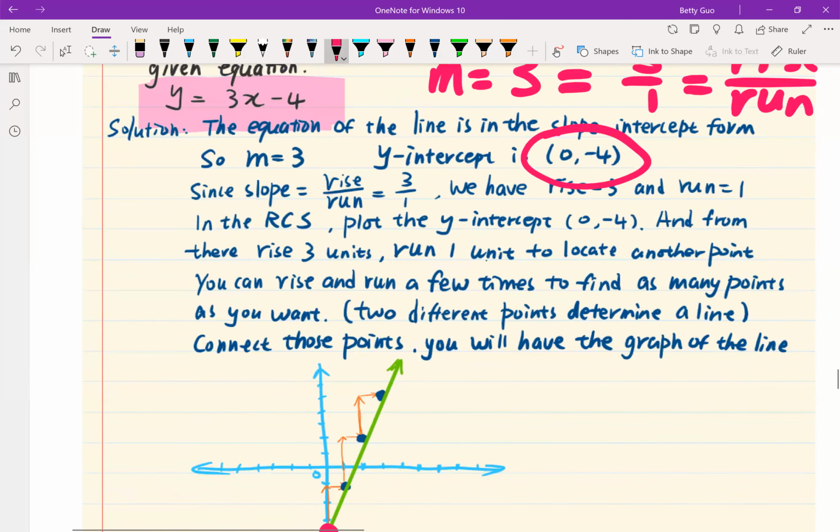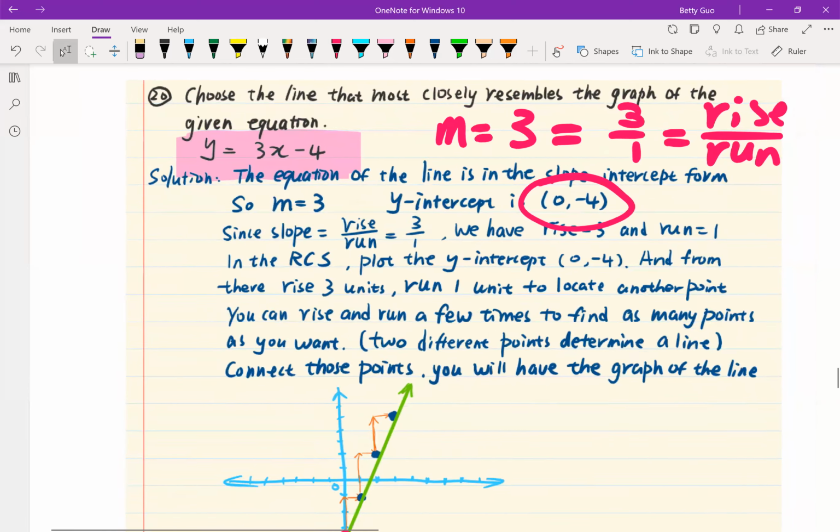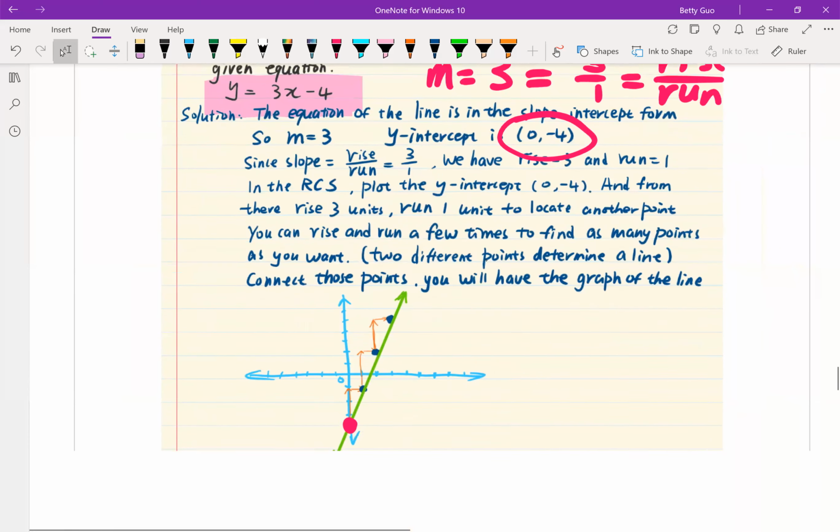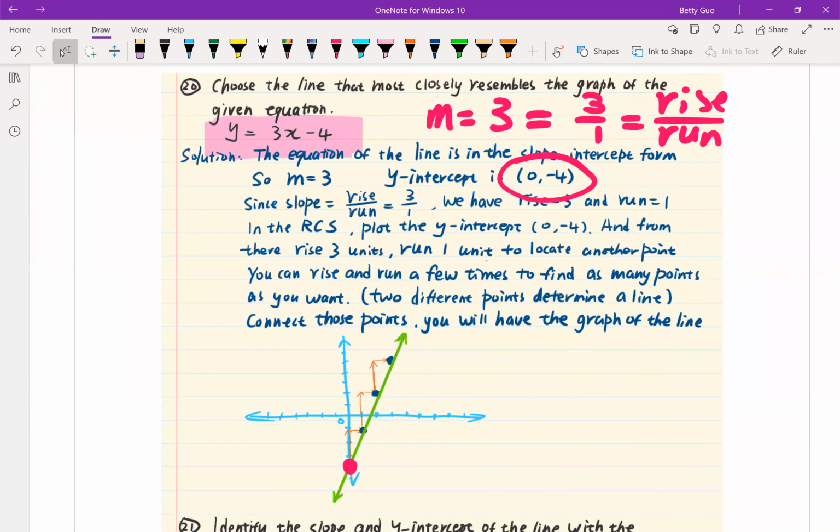And then you use rise and run to locate other points on the line. Rise is 3, remember. Run is 1. So you go up 3 over 1, go up 3 over 1, go up 3 over 1 to have more points, as many as you feel comfortable. And when you have enough points, you'll connect them all. You will have the straight line.